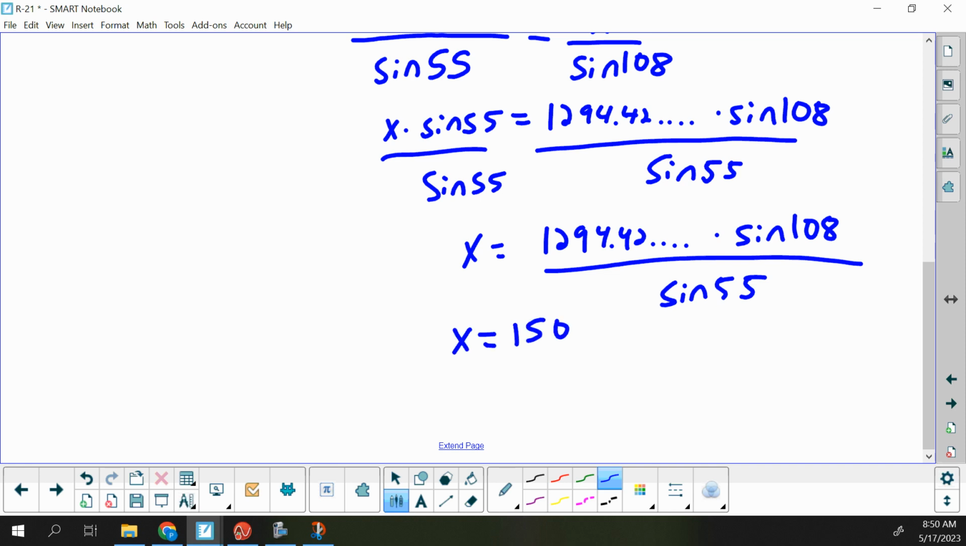So we should get 1502.86 and change. Nearest foot, that's the nearest whole, so we want to look at the first decimal point, which we have an 8. It's 5 and greater, so that tells us to round up. So we have 1503, and our units were feet.